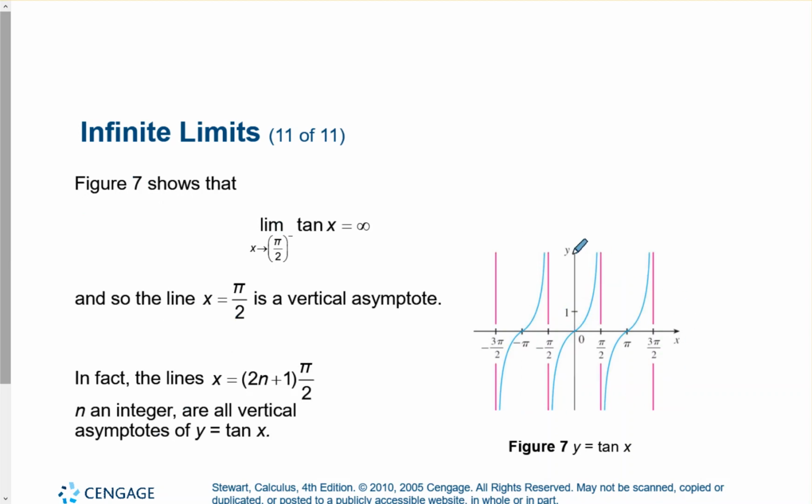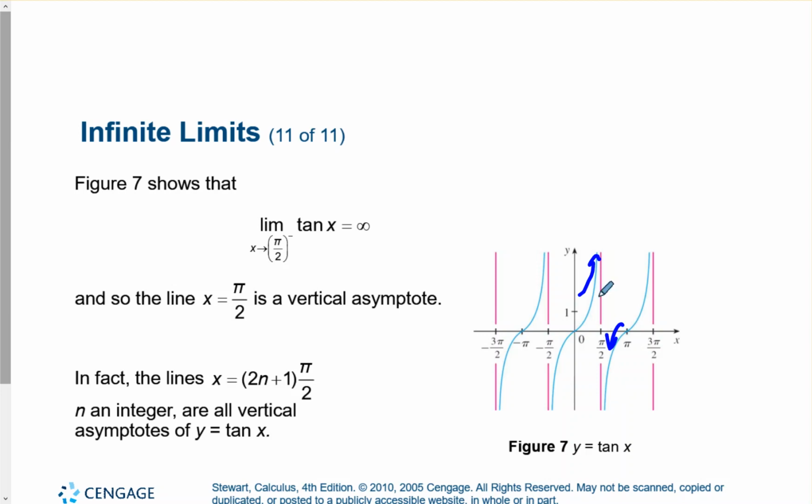So here we have the graph of the tangent function. The limit as x approaches pi over 2 from the left is infinity. So let's take a look at pi over 2 as we approach it from the left. We have infinity. As we approach pi over 2 from the right, we go to negative infinity.